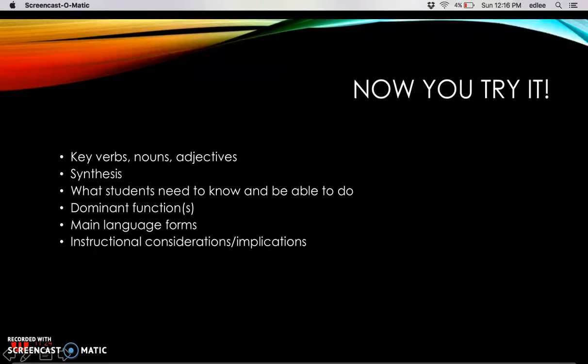Now it's your turn to give this a try. Start first with your grade level standard, thinking through all of these considerations, and then take a look at the grade level below and above yours. Think about key verbs, nouns, and adjectives. Then synthesize those differences and similarities you see. Then narrow it to what students really need to know and be able to do. Figure out the dominant language functions and the specific language forms students will need to be successful. Finally, think through what you will need to plan, pull from your toolbox, and teach to help your students be successful with this standard.